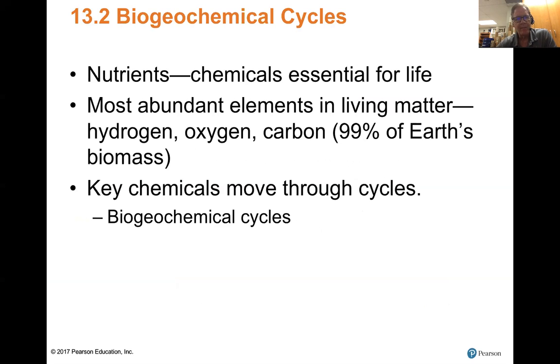Now, in the biochemical cycle, we have nutrients, and that's the chemicals that are essential for life. Within living matter, the most abundant elements tend to be hydrogen, oxygen, and carbon, and between those three, that's about 99% of the Earth's biomass. Now, as we move through these cycles, these key chemicals move through them, and that's what we call the biogeochemical cycles.